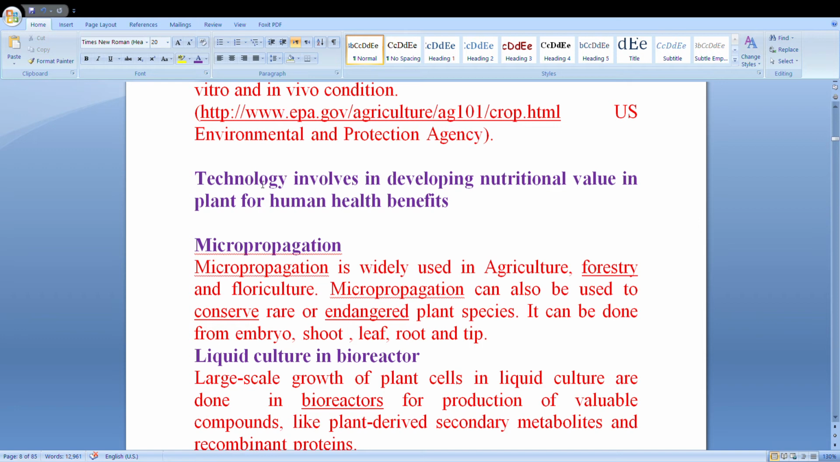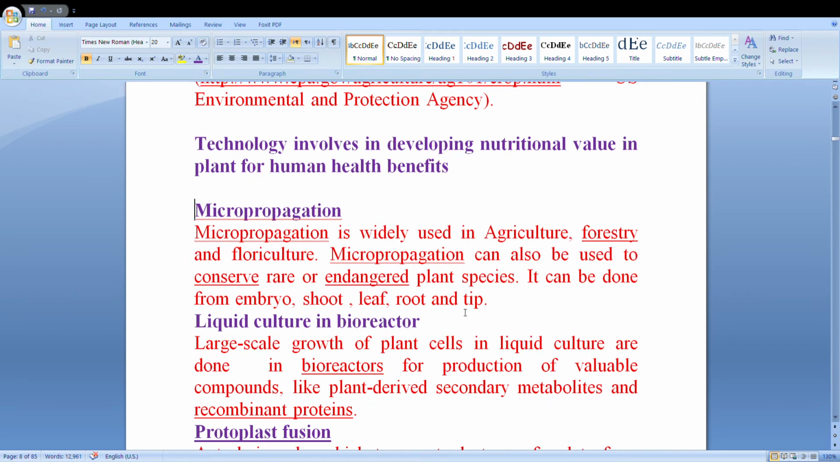So we can use techniques or technology to improve the nutritional value for human health benefit, like micropropagation, one technique. Micropropagation is widely used in agriculture, botany, forestry, and floriculture. Micropropagation can also be used to conserve rare or endangered plant species. It can be done from embryo, shoot, leaf, root, and tips. So by micropropagation, we can increase the nutritive value in plants.